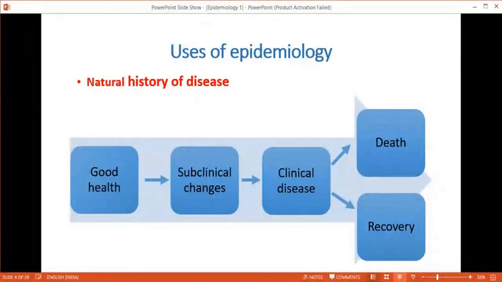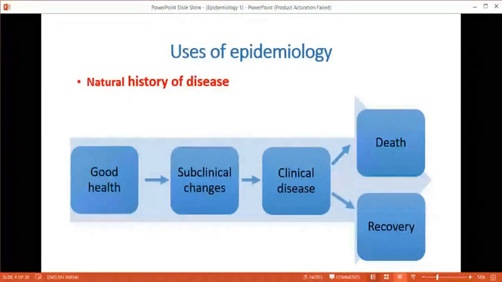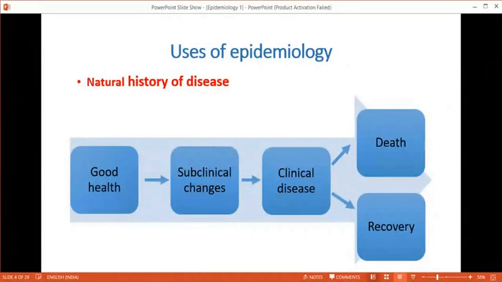And once the clinical disease is established, what happens? Is there an intervention? Can you treat them? If you treat them and they are getting better, it will be recovery. Or if it's just palliative, it will be death. So this not only applies to non-communicable disease, it also applies to communicable disease, where most of the time it would have been recovery unless the clinical disease has been well established and the treatment is out of reach.